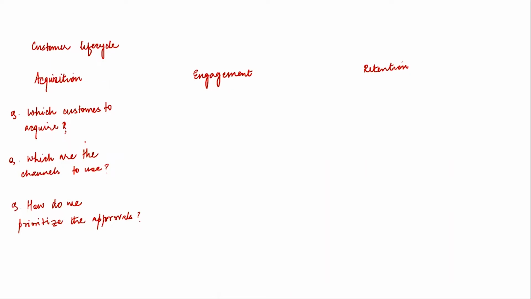If I am a team leader and I have a team taking decisions on which people to approve and which applications to reject, then what kind of segment should my team focus on first? Those are some questions, not an exhaustive list, but some questions connected to acquisitions.